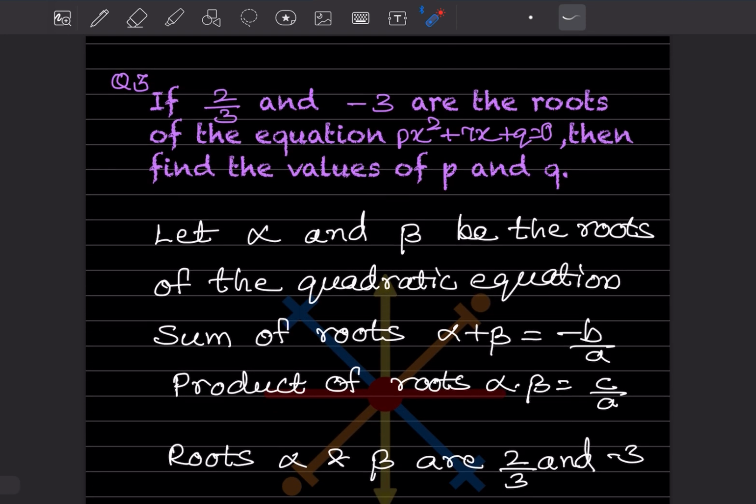Now if 2 by 3 and minus 3 are the roots of the equation, this is the equation given, then you have to find the values of p and q. So now we can say alpha and beta, we can put anything, be the roots of the quadratic equation. So we have the sum of the roots, that is alpha plus beta. We consider alpha and beta the roots. So alpha plus beta, the formula is minus b by a.